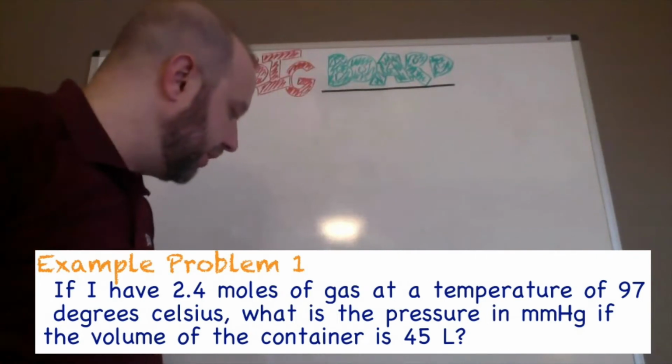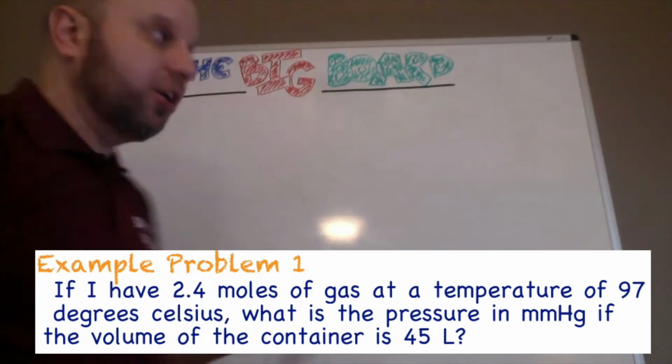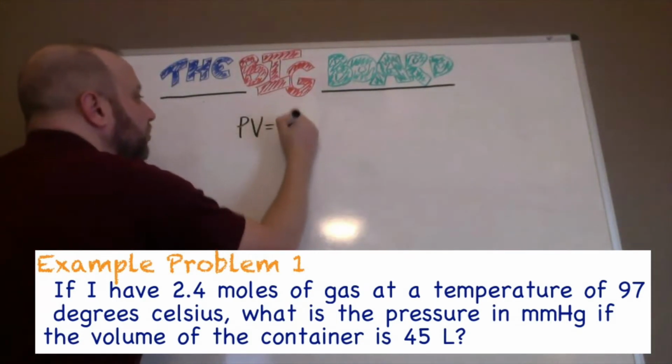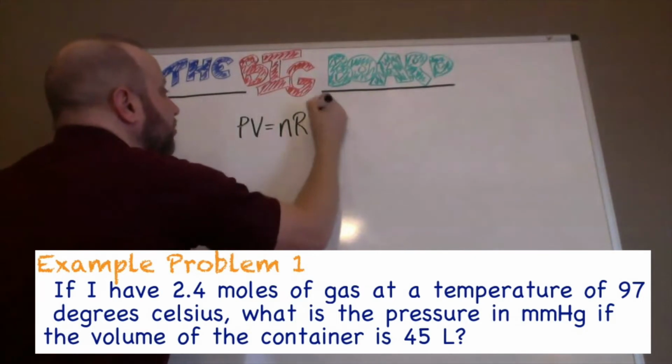Okay, so let's break it down. We're going to start off by writing our equation. So we have PV equals nRT.